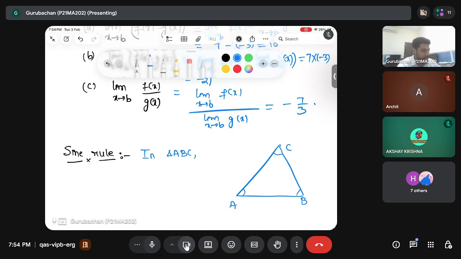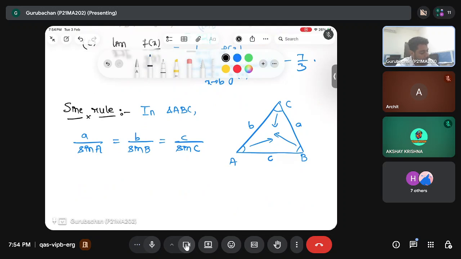Yes, let me take it precisely. This is ABC, a triangle, and opposite of this angle I am calling it side small a. Opposite of this side I am calling it small b. Opposite of it I am calling it small c. So sine rule says that the ratio of a by sine A is same as b by sine B is same as c by sine C. Is it clear?